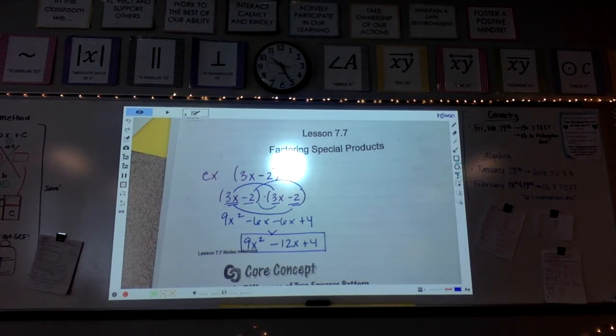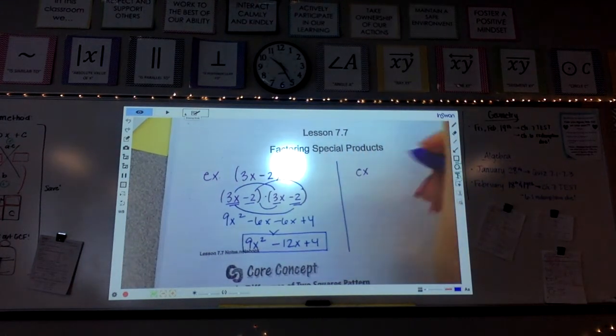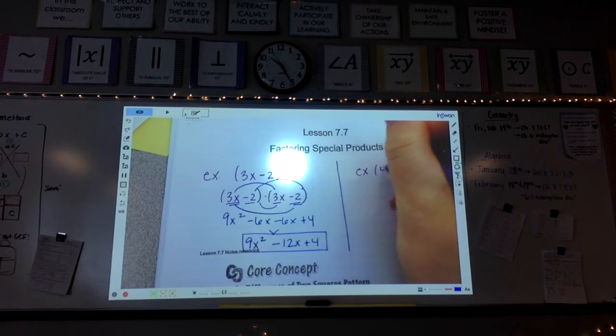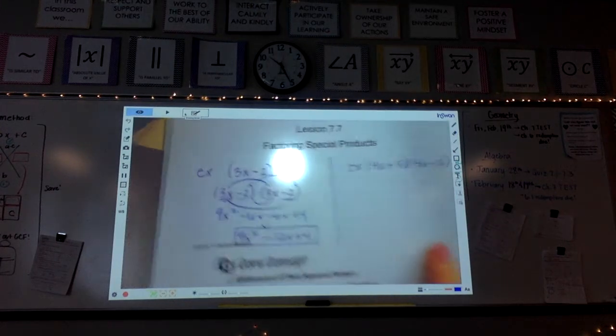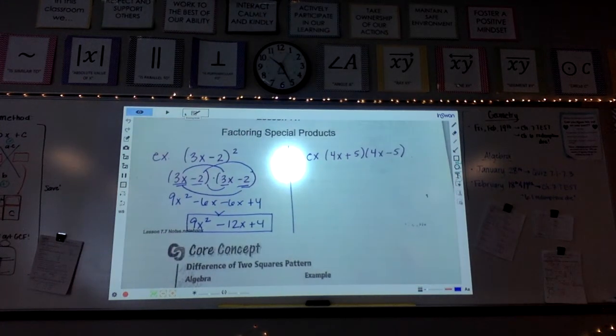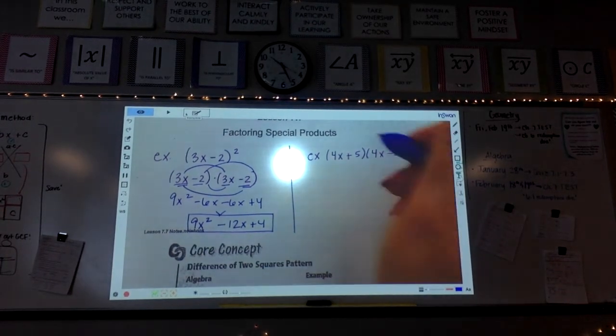The other type we're going to see today would be something like this. First of all, what is true about those two binomials? One's negative, one's positive, but other than that, they're identical. Just one's plus, one's minus. If we multiply those really quick, I'll do distribution this time.